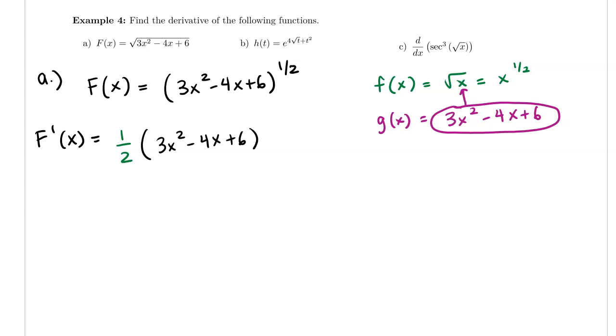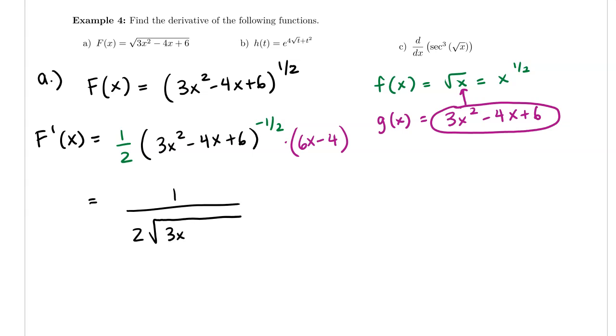And then my new exponent would be negative 1/2. And then I want to multiply that by g prime of x, which in this case would be 6x minus 4. And let's clean that up a bit. That's going to be 1 over 2 times the square root of 3x squared minus 4x plus 6. And then I'm multiplying by 6x minus 4, so I'll move that over into the numerator.